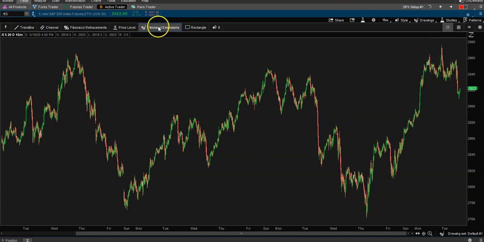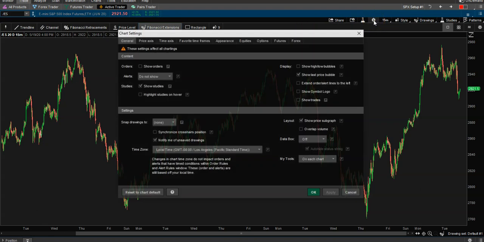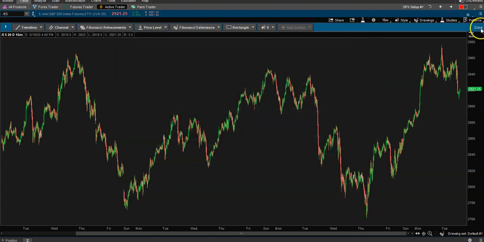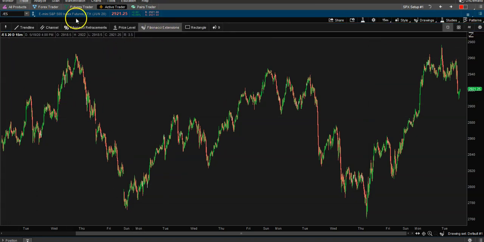So first thing you want to do is go to the Fibonacci extensions. If you want to know how to get this up on your toolbar right here, just click on this little wheel, go in My Tools, make sure it's on each chart, and then you could pin it here. You could customize whatever you want. So it's just easy if I want retracements, trend lines, channels, anything like that.